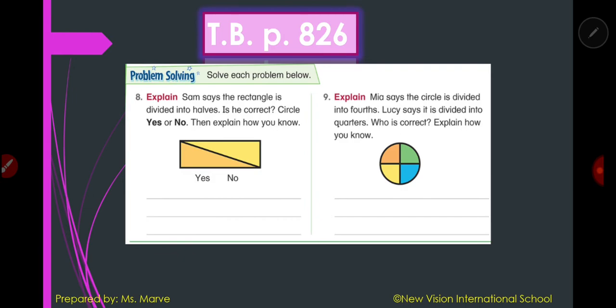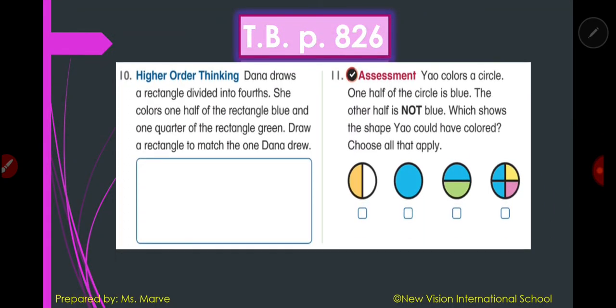Number 9. Mia says the circle is divided into fourths. Lucy says it is divided into quarters. Who is correct? Explain how you know, or explain your answer. Okay. The next questions, number 10 and 11. Dana draws a rectangle divided into fourths. She colors one half of the rectangle blue and one quarter of the rectangle green. Draw a rectangle to match the one Dana drew.